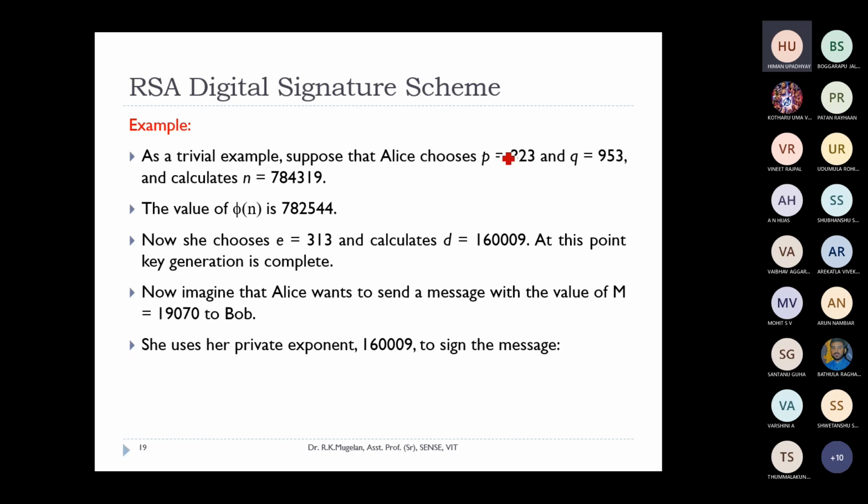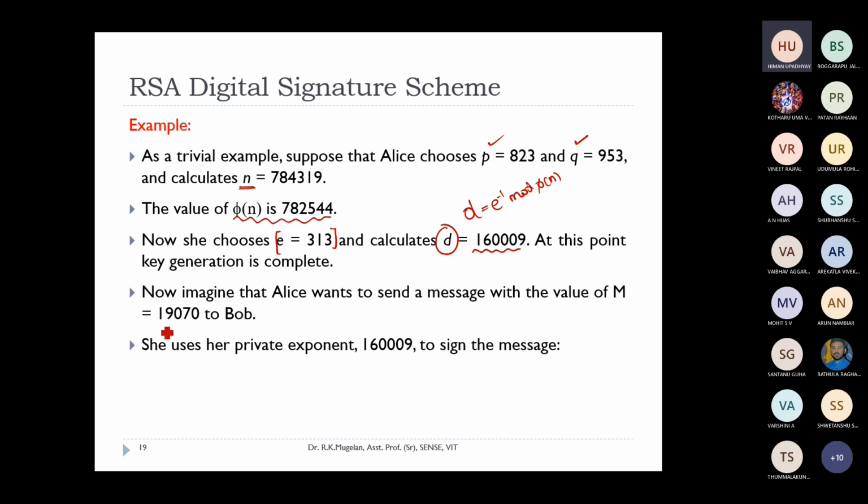We'll be getting values of P and Q. We'll find the value of N by multiplying both of them. Then you'll be generating phi of N, and you'll be choosing E. You won't be finding it, you can choose the value of E here. Then you will be calculating D such that D is equal to E inverse mod phi of N. I hope you remember. And we'll be getting this.